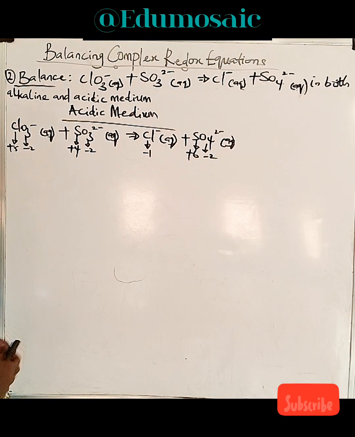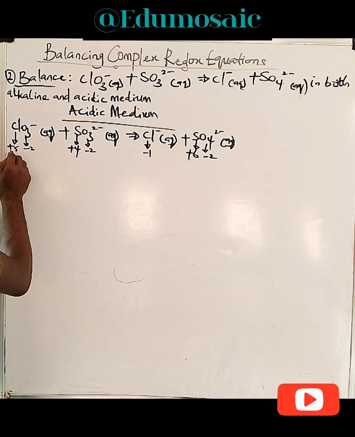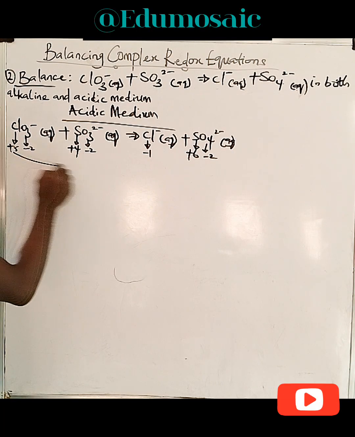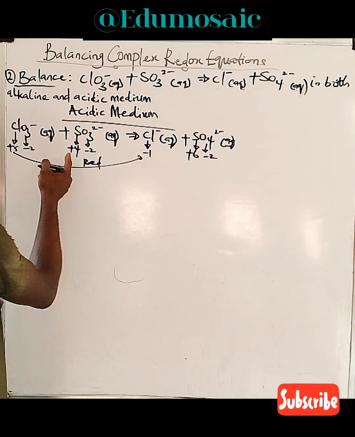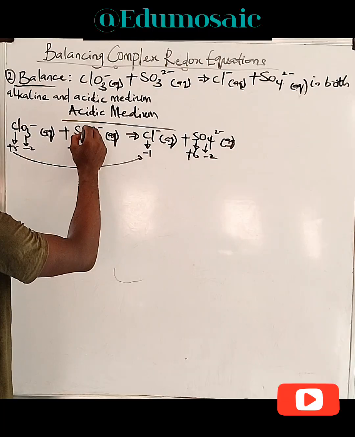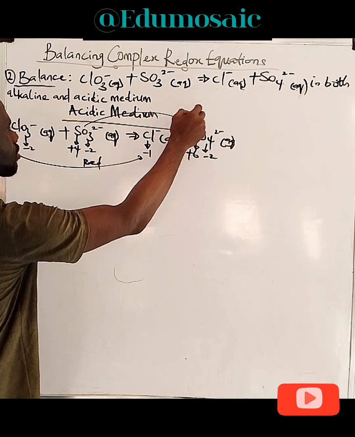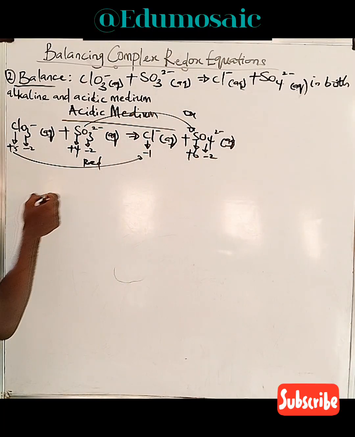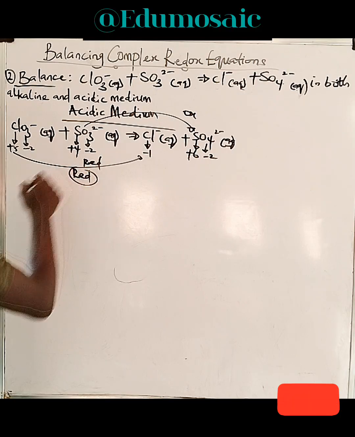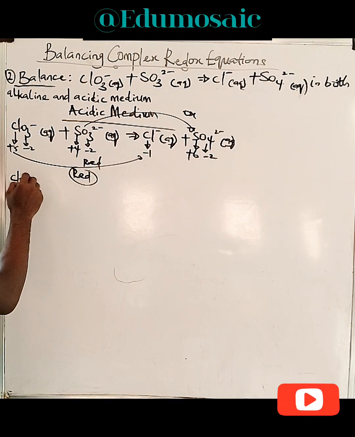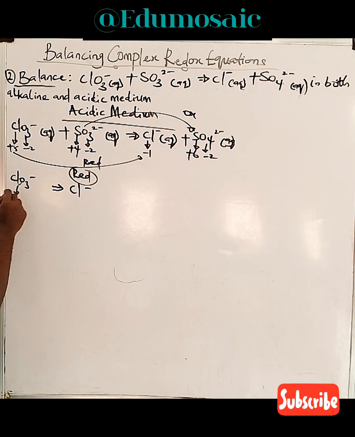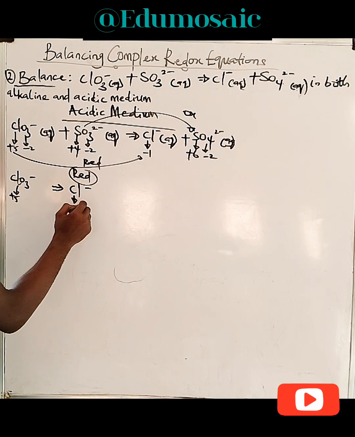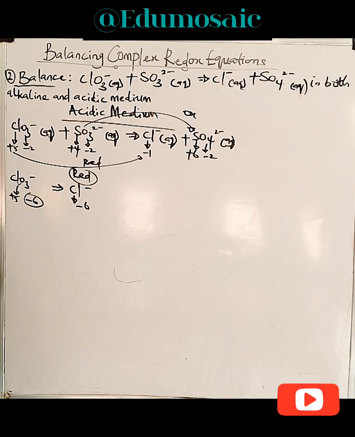So quickly, we're going to be working on either the reduction or the oxidation first, likely the reduction. When you look at the chlorine from plus 5 down to minus 1, this is reduction. While when you look at the sulfur from plus 4 up to plus 6, that is oxidation. So let's work first on the reduction. This is what we have first, the reduction. ClO3 minus gives us Cl minus. From plus 5 it got reduced to minus 1. It means 6 electrons were attached to this.